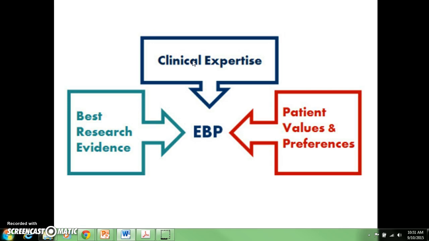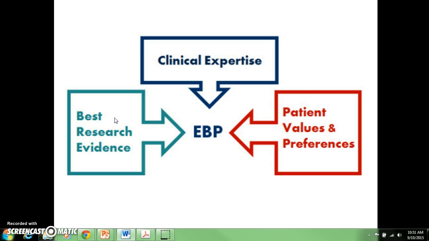And so why would education be an important component to evidence-based practice? Well, in order to truly incorporate evidence-based medicine into your practice, you have to be able to search the literature for the best research evidence, and part of being able to search the literature has to do with whether or not you've learned how to do that over time.